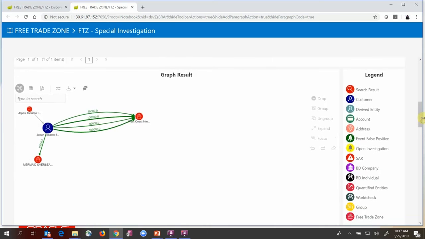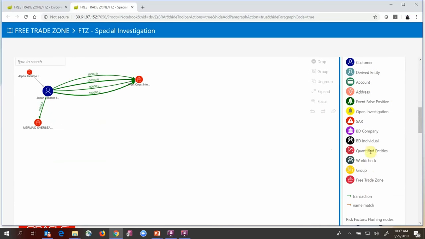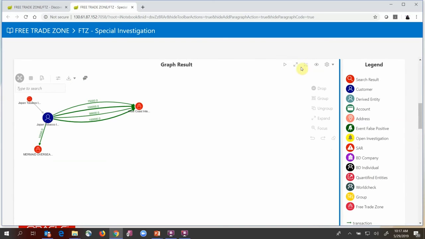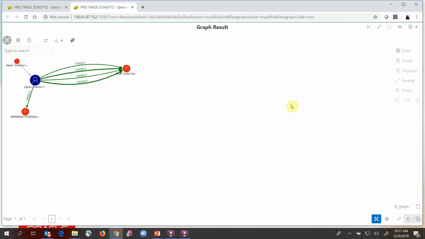Now in this case, we are going to build a network using internal data such as customer, account, address, and a lot of external data such as business company registry information, World-Check, free trade zone, and things like that. Let's go ahead and expand and start our investigation.